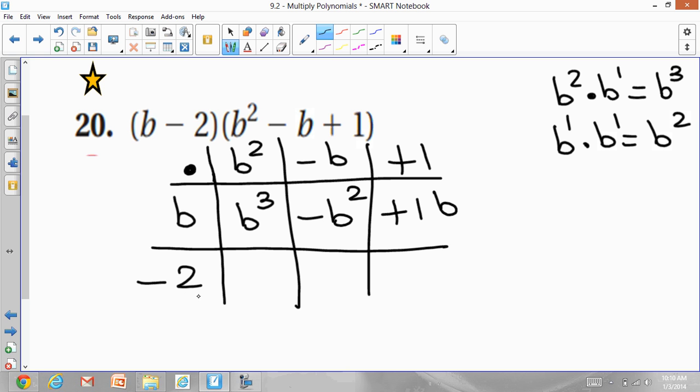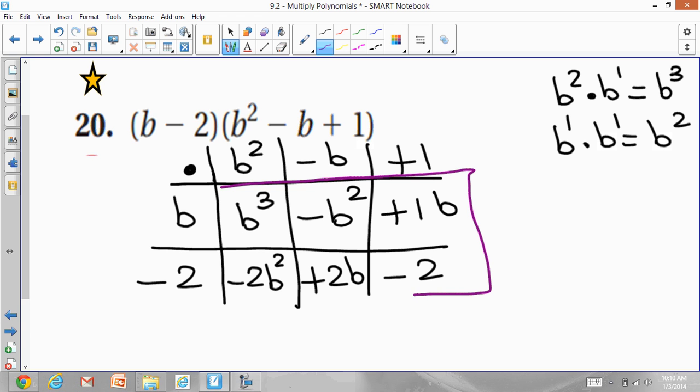Now we are multiplying negative 2 and b squared, which is going to give you negative 2b squared. Negative 2 multiplies negative b. Negative and negative is going to give you a positive 2b. Negative 2 multiplies positive 1 to give you negative 2. So once you finish the step, this becomes part of your answer.